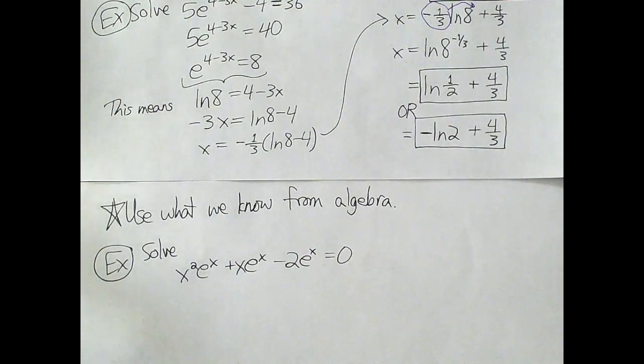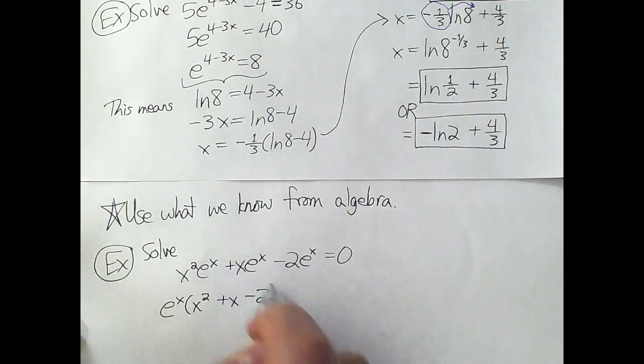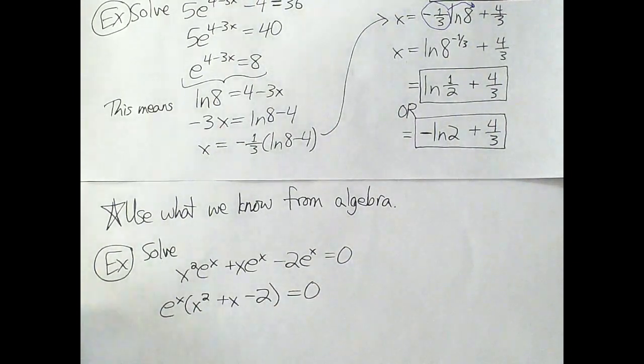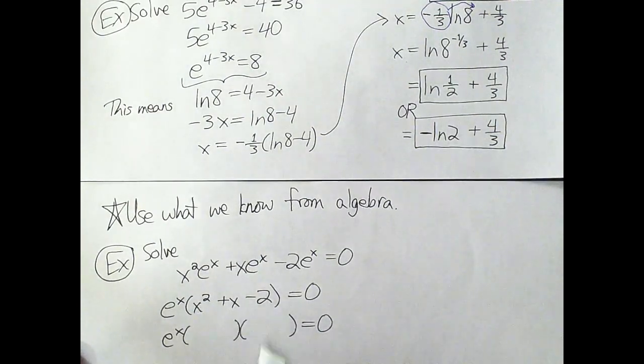So what do we do here? I notice that each piece of this has e to the x. So we could factor e to the x out, and then see what this gets us. So really, this problem is like e to the x times a polynomial. And it happens to be a polynomial that can factor further. x squared plus x minus 2 factors to x plus 2 times x minus 1.